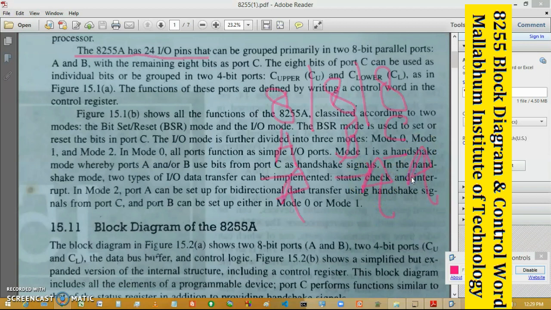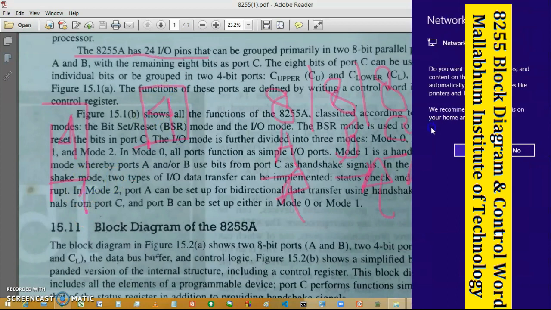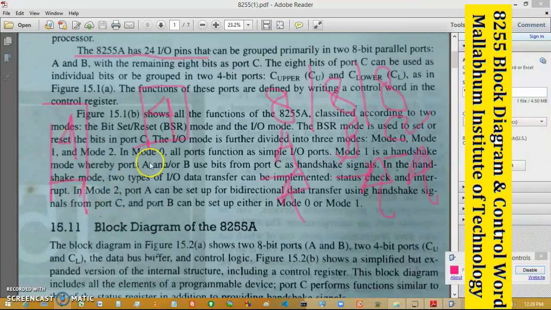Now the flexibility is given only to port C. That means port C can be divided into 4-bit ports. If the IO device is smaller, that means if you want to connect a 4-bit IO device with the 8255, then you can connect it with PC lower, the lower 4 bits, and PC upper is the other group. You can connect with that. That is the only flexibility. Otherwise you have to connect a whole 8 bits for port A and port B.